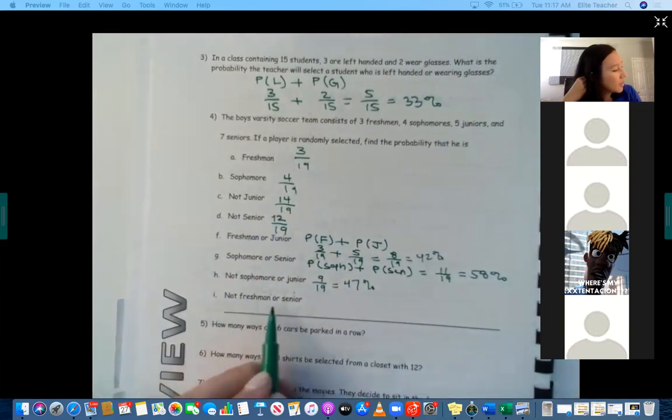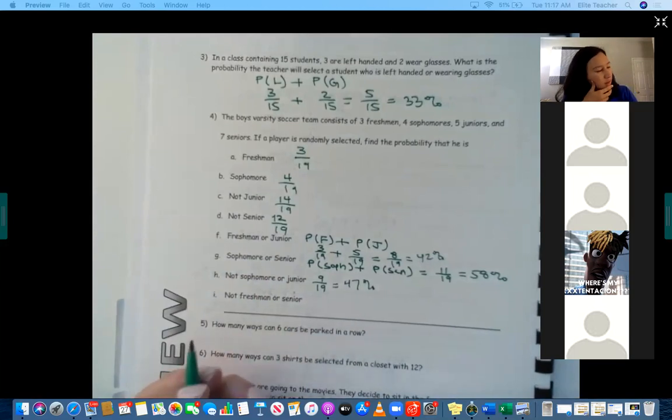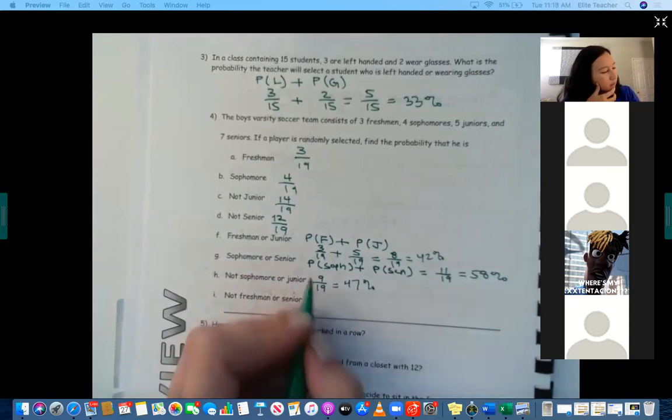And then that they are not a freshman or a senior. 10 out of 19.